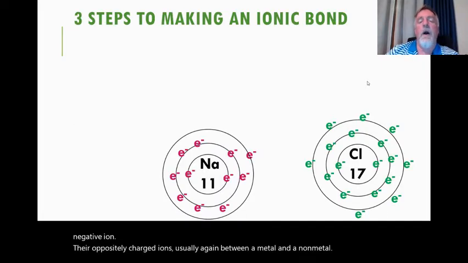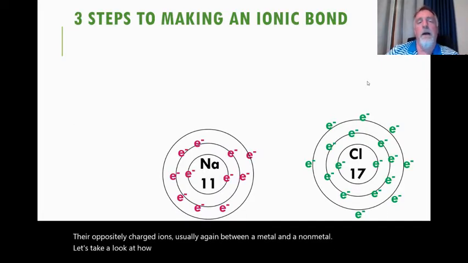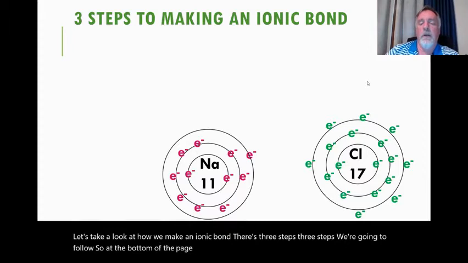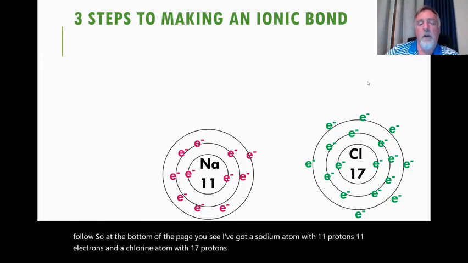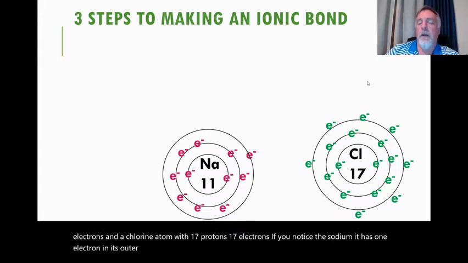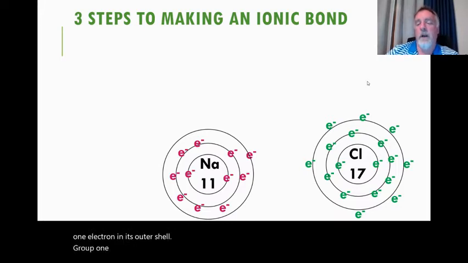Let's take a look at how we make an ionic bond. There's three steps we're going to follow. At the bottom of the page, you see I've got a sodium atom with 11 protons, 11 electrons, and a chlorine atom with 17 protons, 17 electrons. If you notice, the sodium has 1 electron in its outer shell, group 1. Our chlorine has 7 electrons in the outer shell, it's group 7.